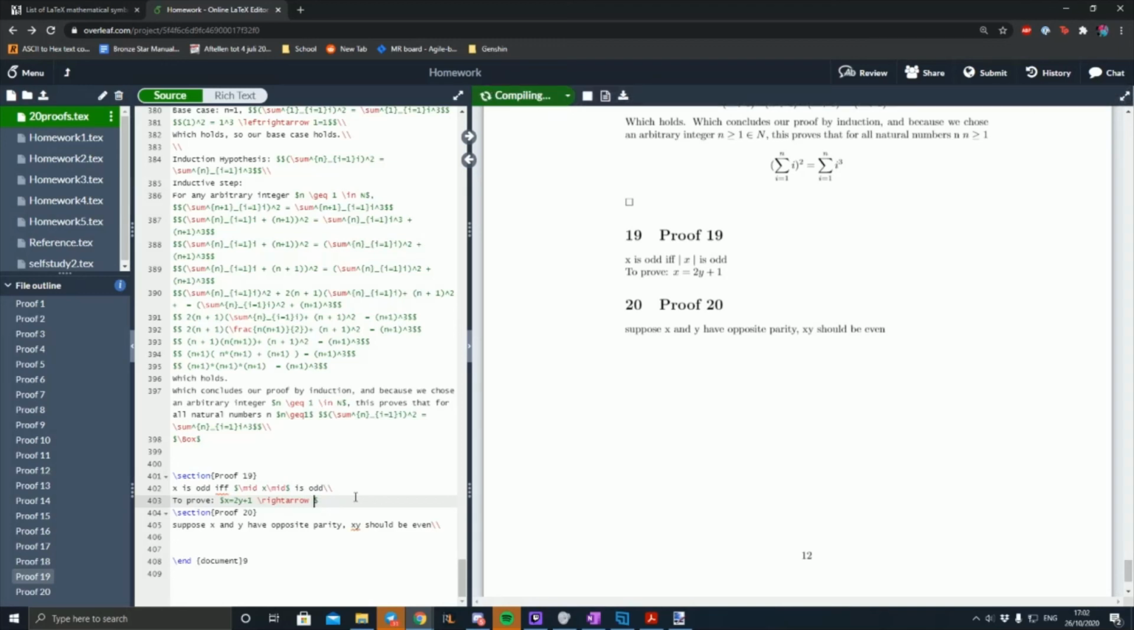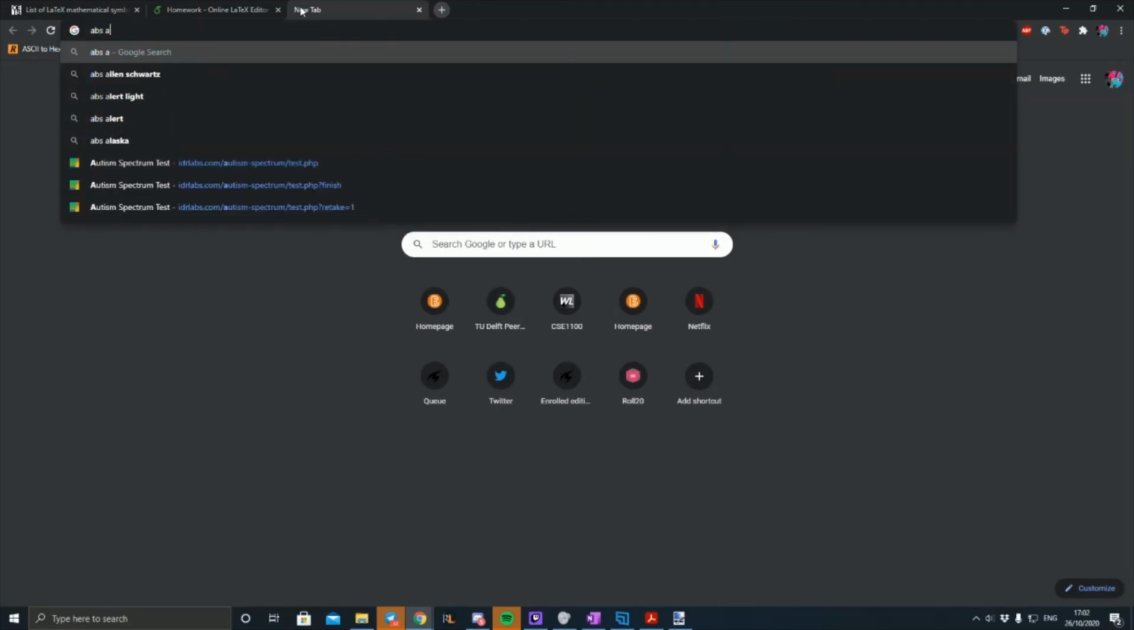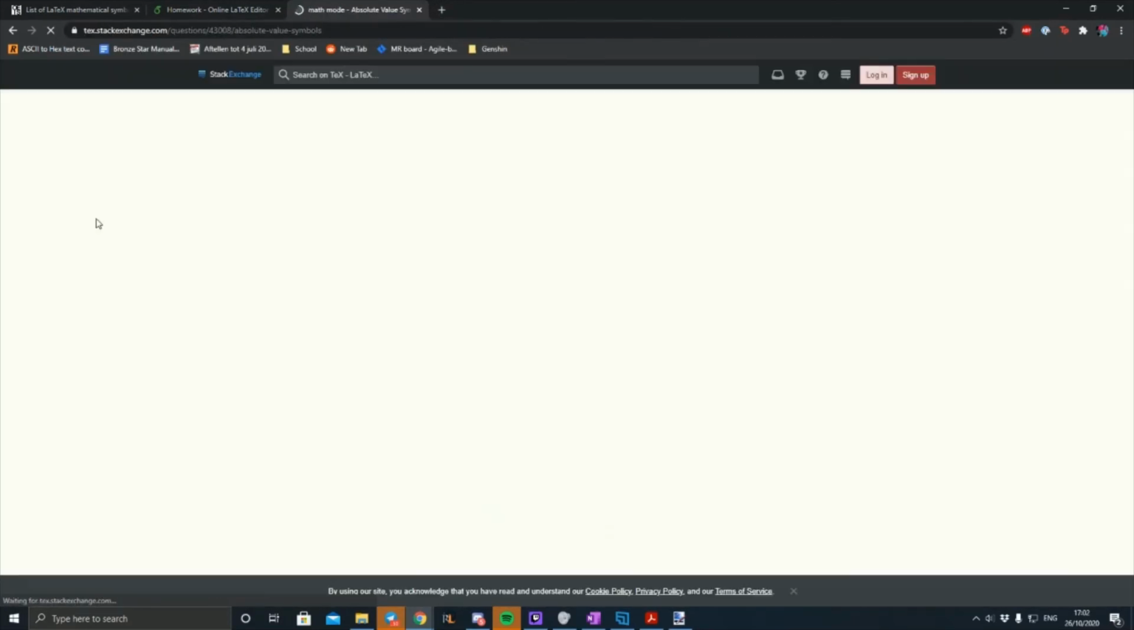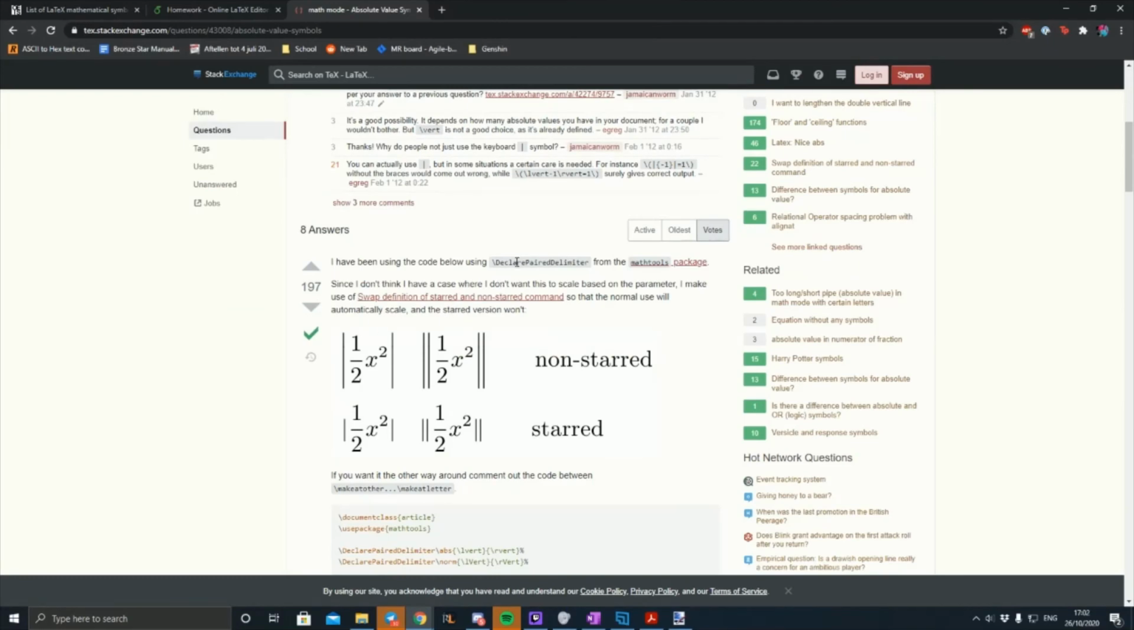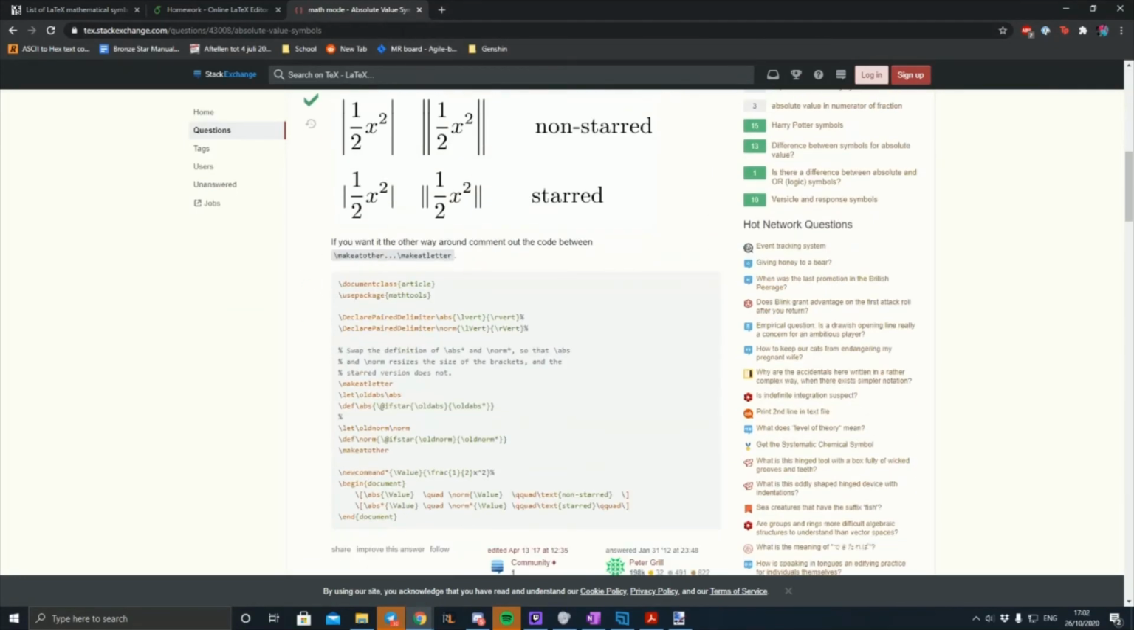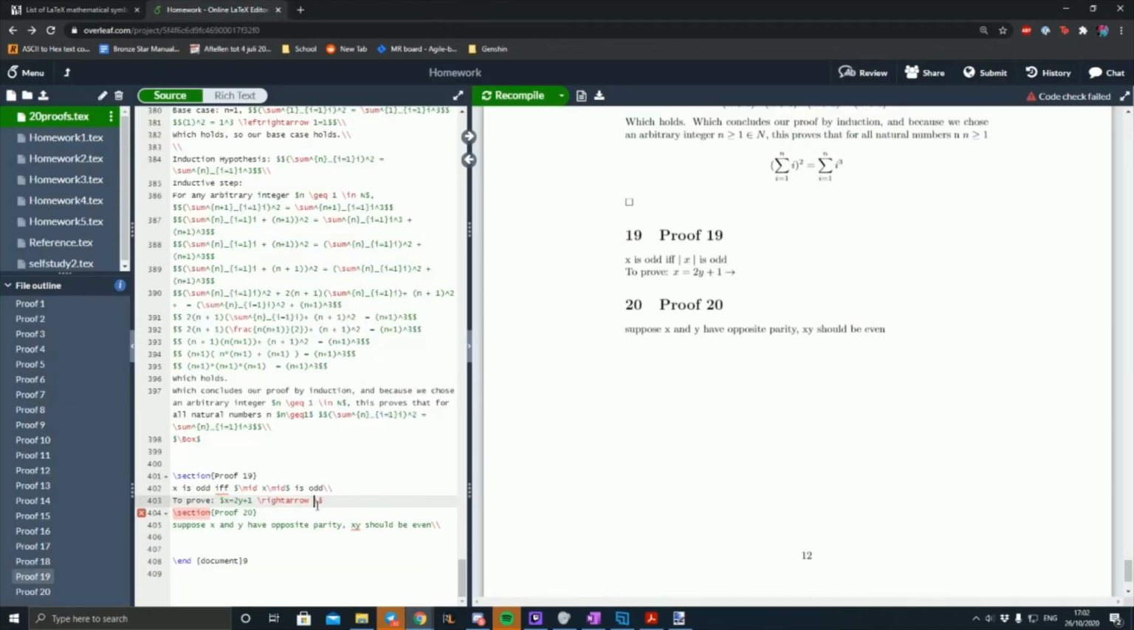There is no real good way to do the absolute value in LaTeX, I don't think. Or actually, let me see. Abs LaTeX. Yeah, then I need to import a package, and I really can't be bothered. So I'll just use the mid things. So then we say, and this should be a right left arrow, mid x mid equals 2c plus 1. Left right arrow.